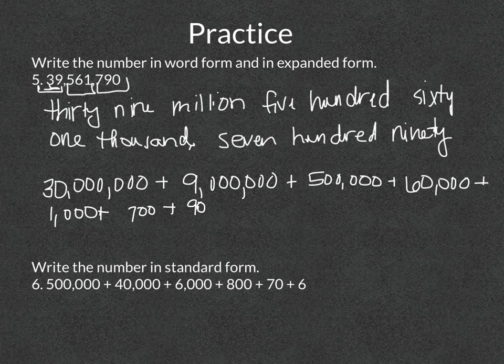Now we're going to practice writing the number in standard form. Okay, so here I have 500,000 plus 40,000 plus 6,000 plus 800 plus 70 plus 6. So our number should be 546,876. So let's go from expanded form to standard form.